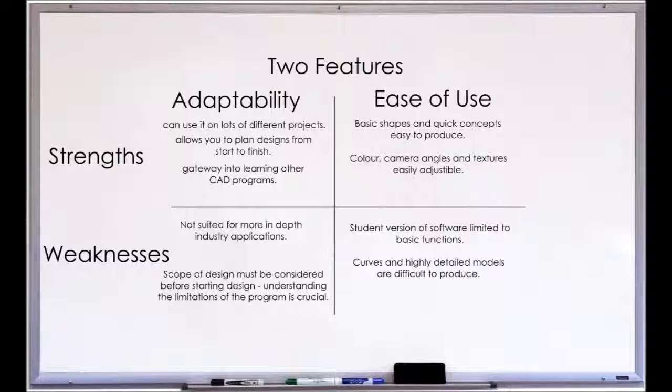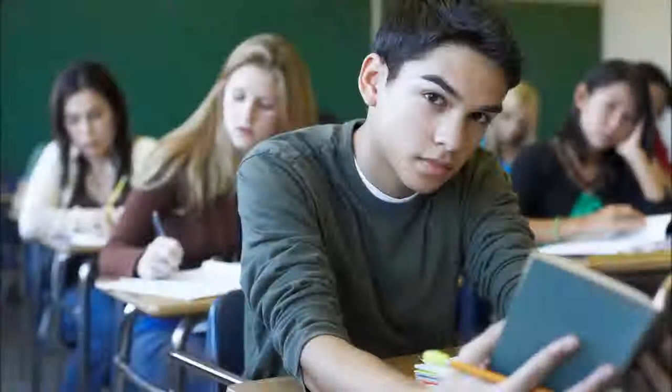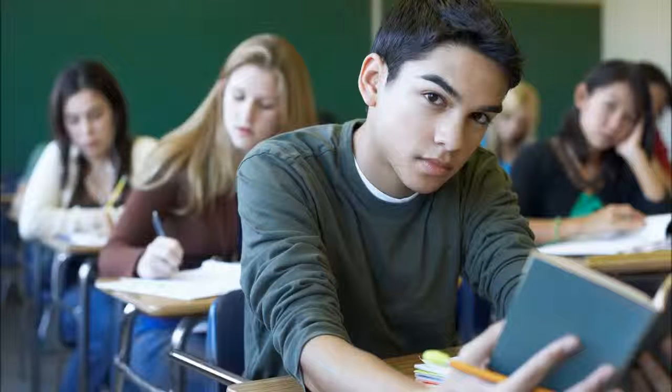It just means you have to understand the scope and constraints of the program and include this information in your design brief. How is this related to the assignment and the curriculum content?